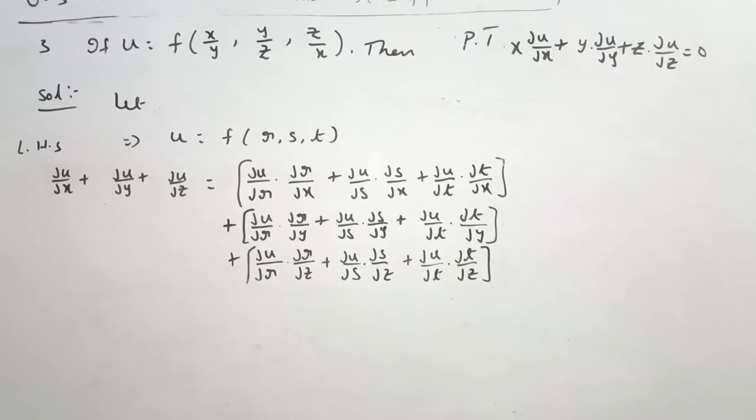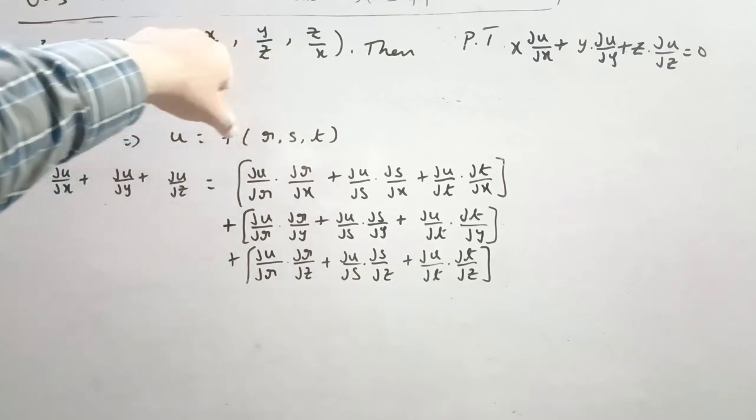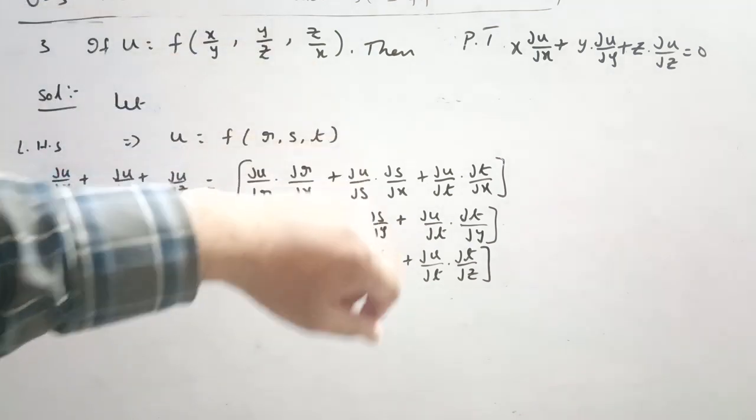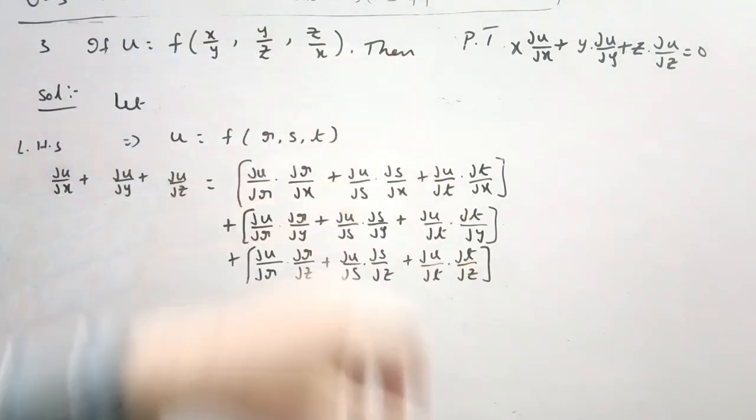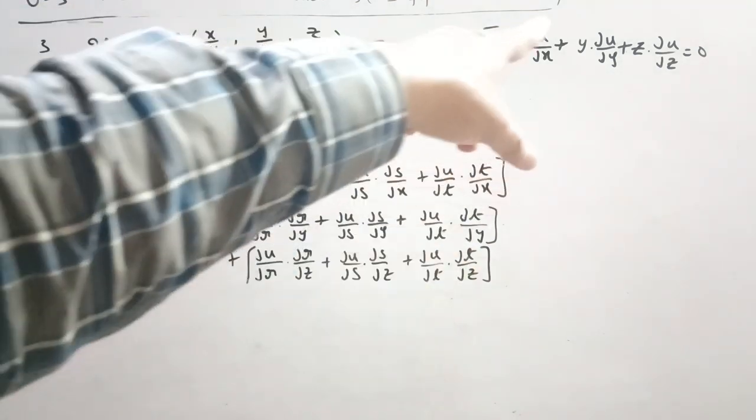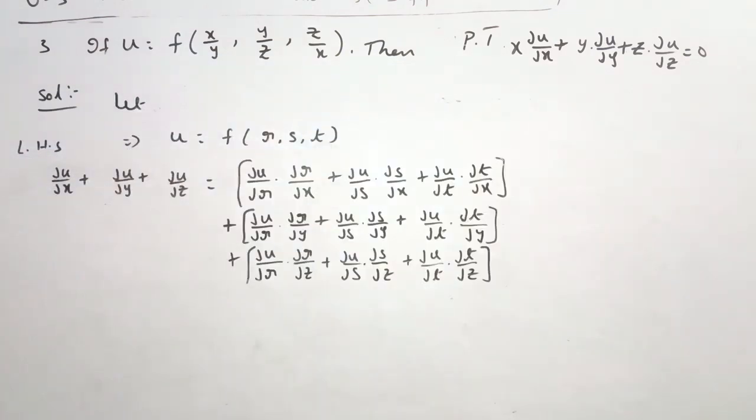Okay, next problem. If u is equal to f of x by y, y by z, z by x, then prove that x ∂u/∂x plus y ∂u/∂y plus z ∂u/∂z is equal to 0. We have to prove this. So how to solve this type of problem?